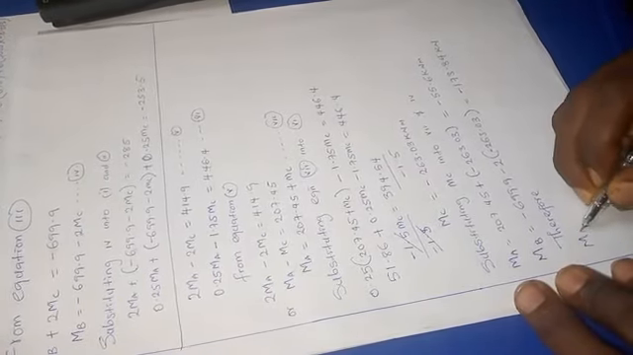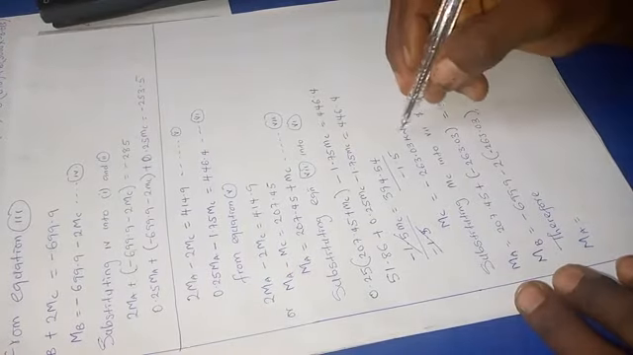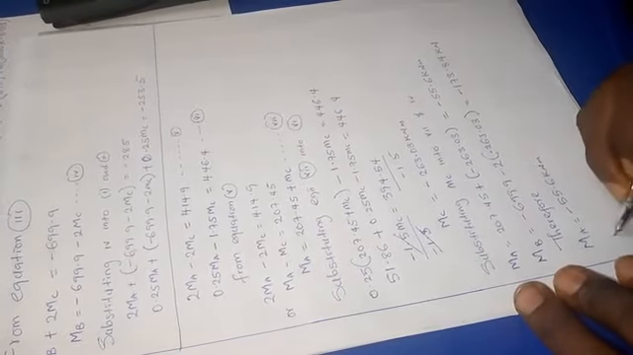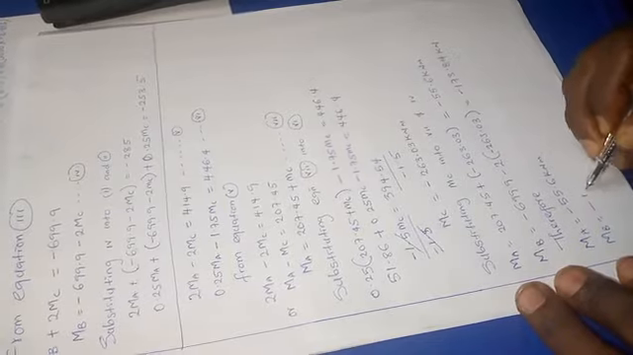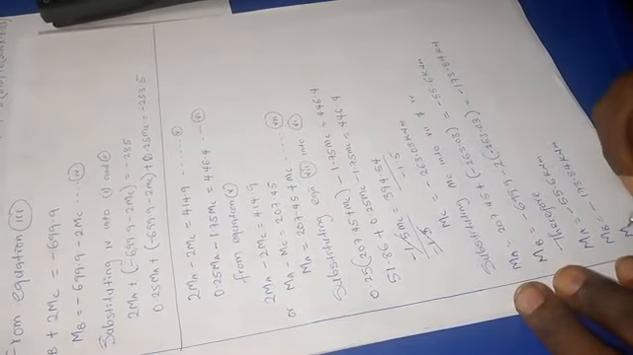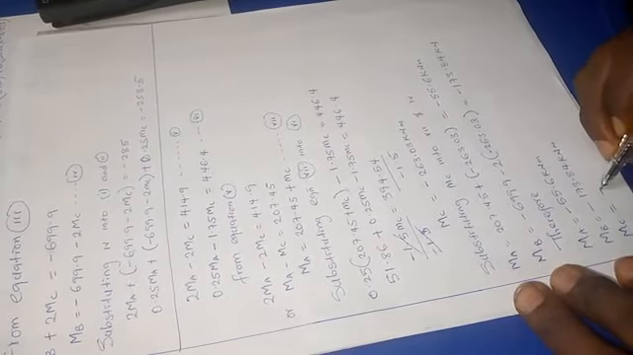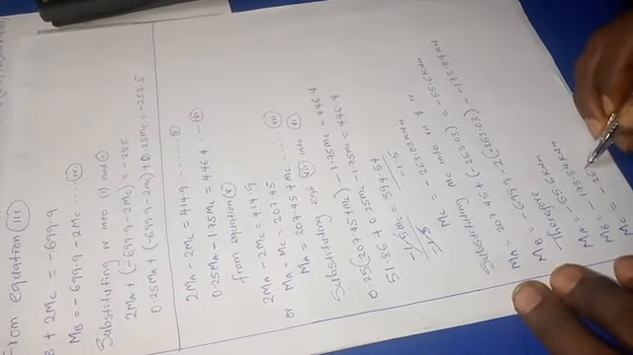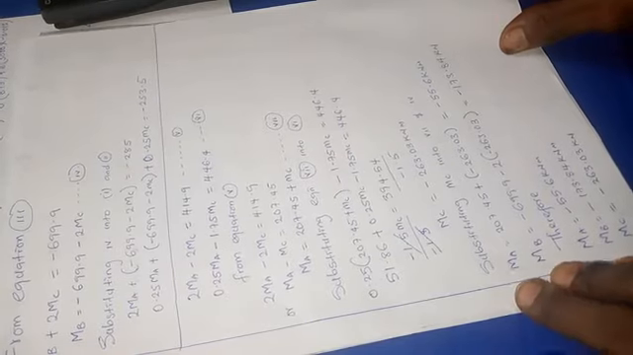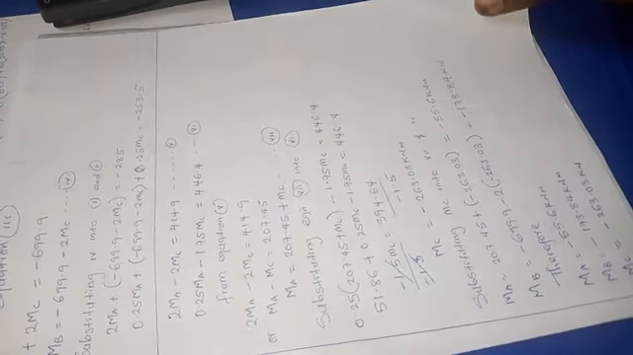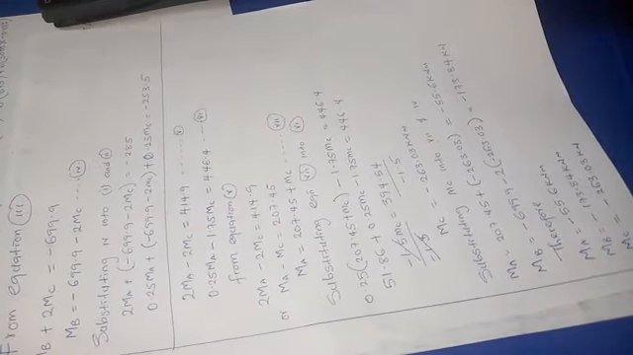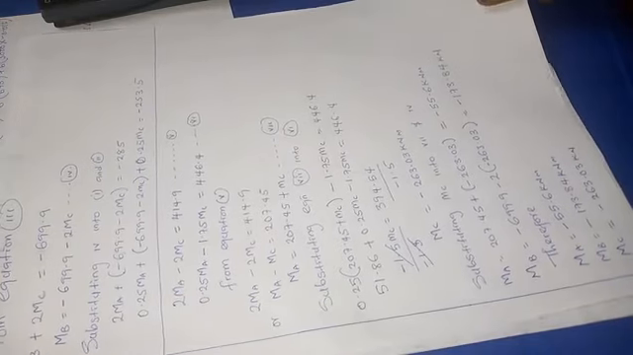At this stage, we've been able to find that our moment at A is equal to minus 55.6 kilonewton meter, our moment at B is equal to minus 173.84 kilonewton meter, and our moment at C is equal to minus 263.03 kilonewton meter. Now we've been able to find our moments at A, B, and C. The next thing is to draw our bending moment diagram.